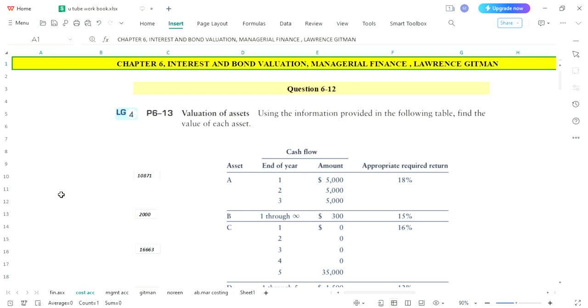Today's target is to solve question number 6.13. 12 questions have already been solved. Chapter 6, Interest and Bond Valuation, Managerial Finance by Lawrence Gitman. 6.13. So dear guys, this is the question where we are starting a technical calculation of bond valuation.